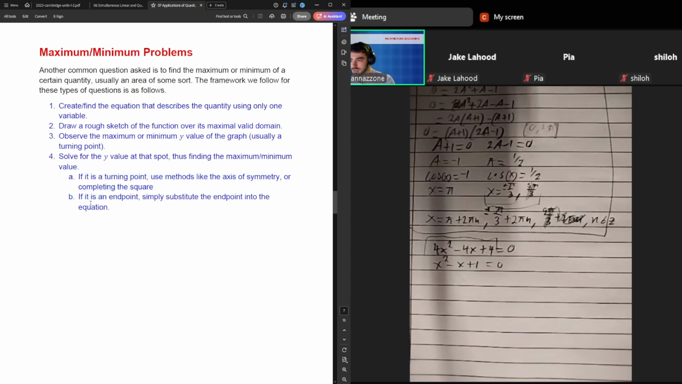Usually it's a turning point. Sometimes it could be an endpoint. If it's a turning point, use whatever methods you like for solving turning points. If it's an endpoint, you literally just sub in the x value of that endpoint.